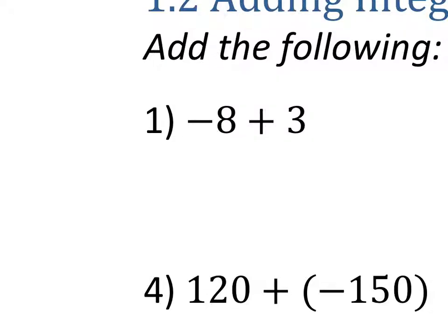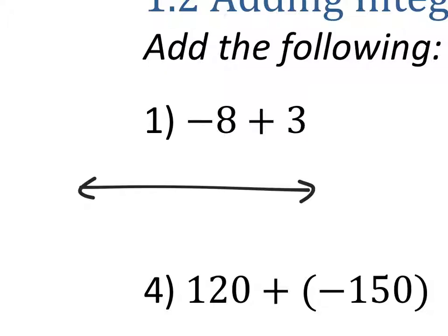So we're looking to add these. There's a couple ways we can look at this, and I'm going to show you guys a few different ways. Then you can tell me which way you like the best, and we'll go with that, all right? I like to show the number line method first.